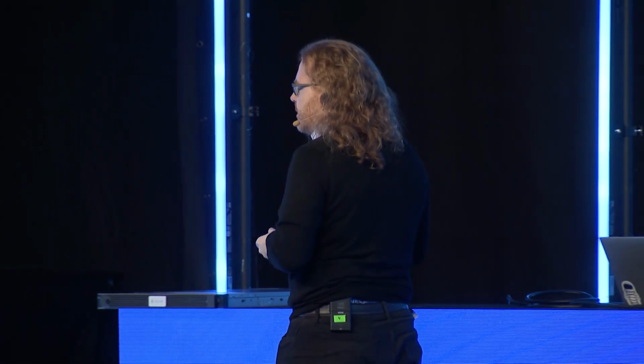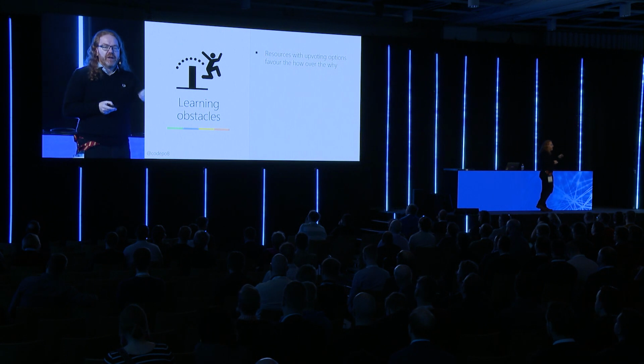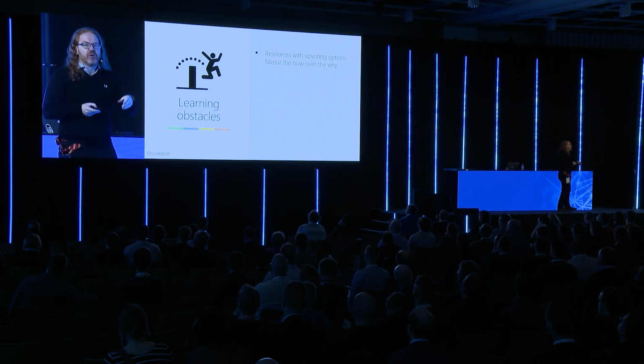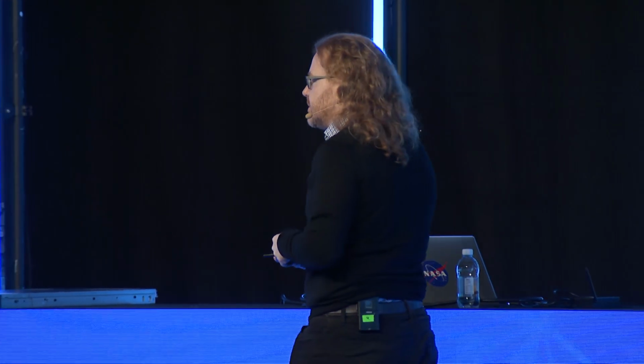It's because of learning obstacles. Resources with upvoting options favor the how over the why. That's why Stack Overflow and these kinds of things, the easiest solution that says just copy this in and don't think about it, will get most upvotes because it solved the problem of the person that went there. They did not want to understand what the code does, they just wanted to know how it works. And a lot of times these solutions work right now, and in half a year's time they're actually a bad idea in terms of performance, in terms of security, in terms of support for browsers.